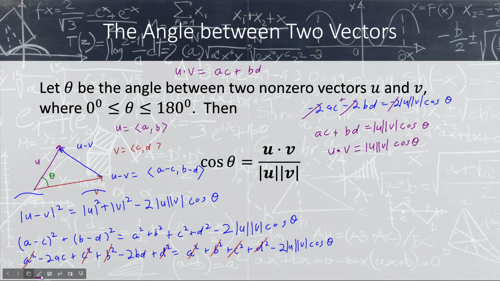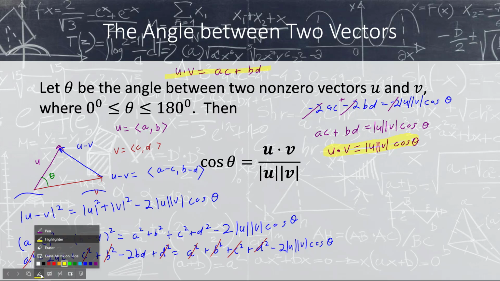Now notice that this is actually one way that you can compute the dot product of u and v. This tells us that the dot product of u and v is going to be equal to the product of their magnitudes times the cosine of the angle between them. So that is a second way to compute the dot product. You can use this approach, and you can also use this approach.